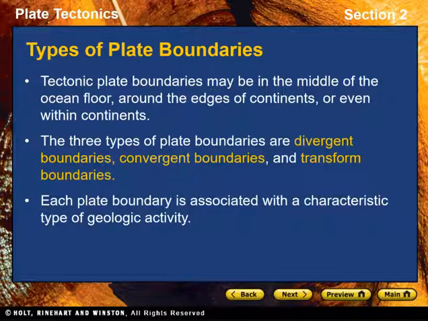Types of plate boundaries. Some of the most dramatic changes in Earth's crust, such as earthquakes and volcanic eruptions, happen along plate boundaries. Plate boundaries may be in the middle of the ocean floor, around the edges of continents, or even within continents. There are 3 types of plate boundaries. These plate boundaries are divergent boundaries, convergent boundaries, and transform boundaries. Each plate boundary is associated with a characteristic type of geologic activity.